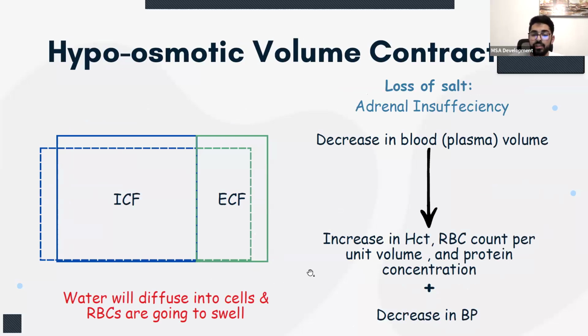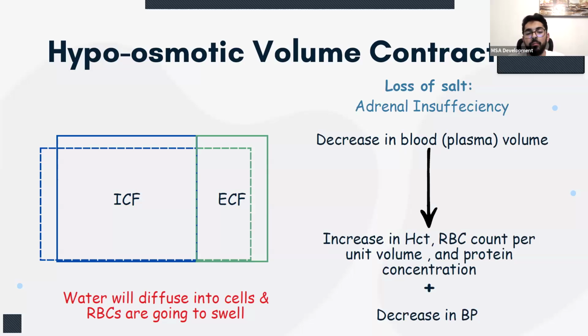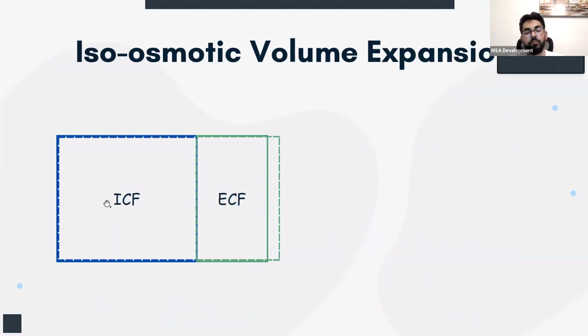This is not very significant regarding hematocrit because it's going to increase anyways in any contraction, okay, except in hyperosmotic contraction. But you need to know that in case of hypoosmotic volume contraction, the RBCs are going to swell, okay, because water moves in from outside of the cells to the inside of the cells, from areas of lower osmolarity, hypoosmotic ECF, to areas of the higher osmolarity.